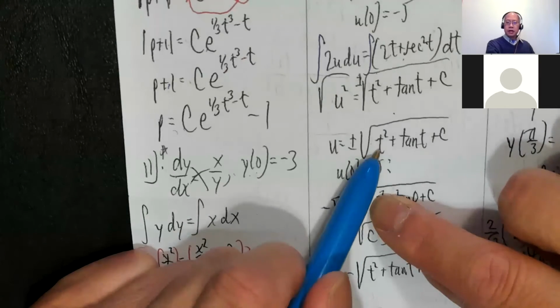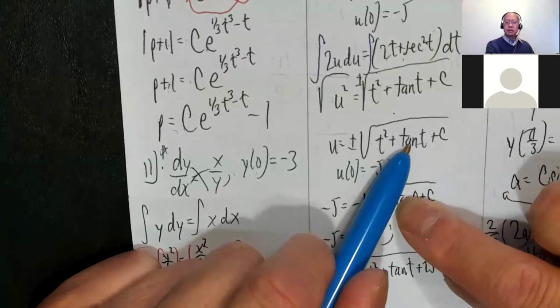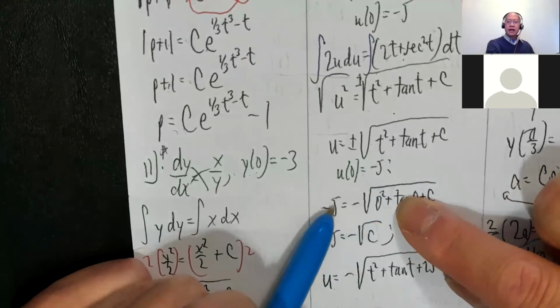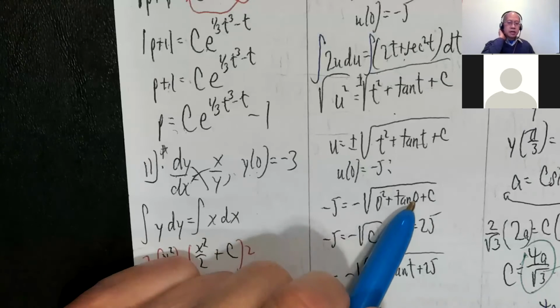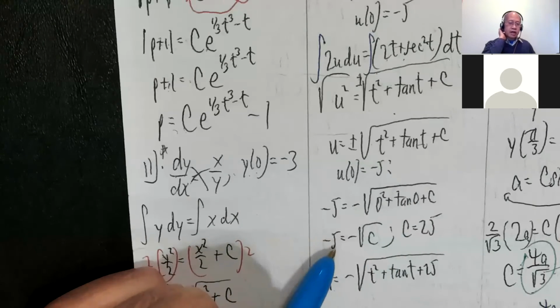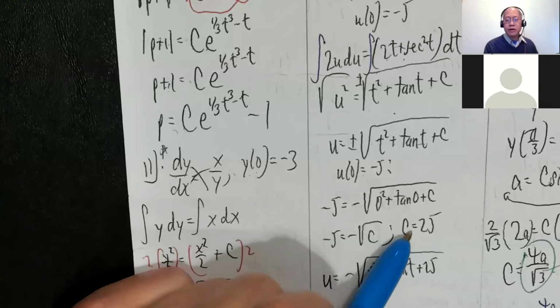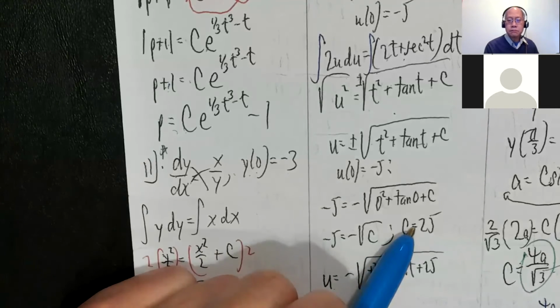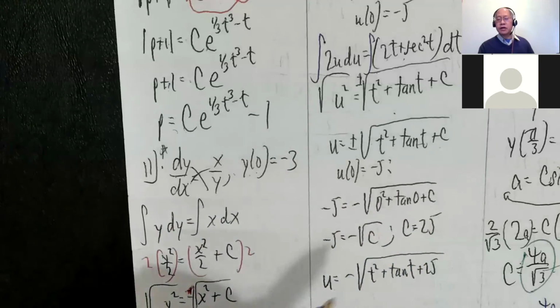Negative square root of plug in 0 here, nice. Plug in 0 here, nice, because the tangent of 0 is 0. Negative 5 equals negative square root of 0 squared plus tan 0 plus c. That's 0, that's 0. So negative 5 equals negative square root of c. Square both sides, so c is equal to 25. Plug that back in here, and we're done.